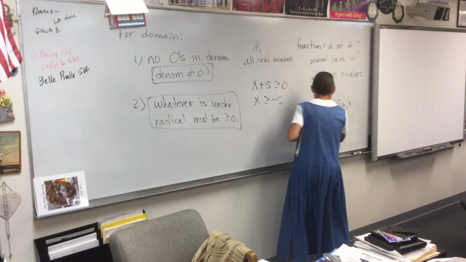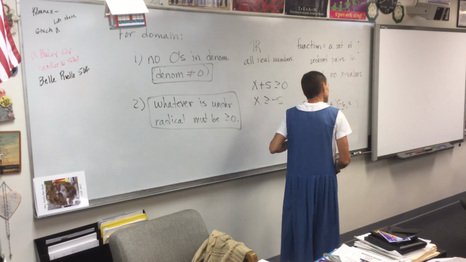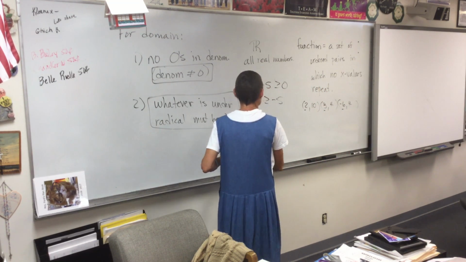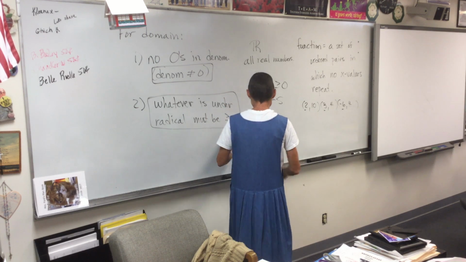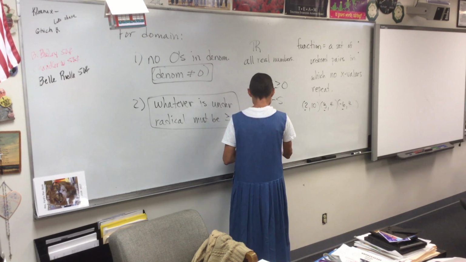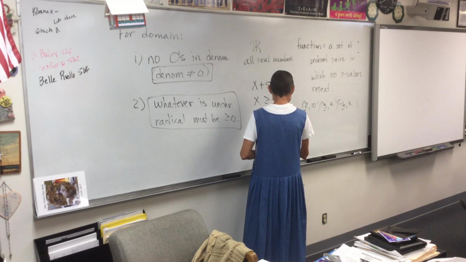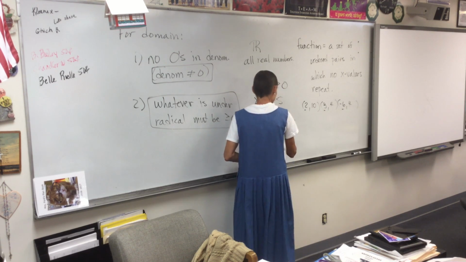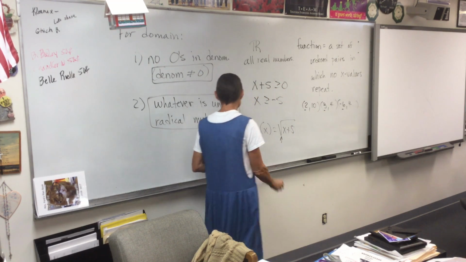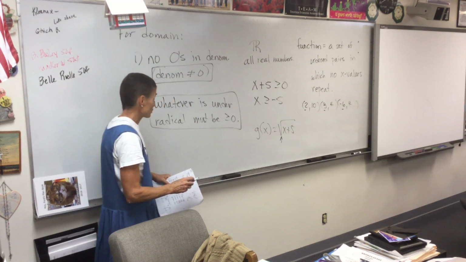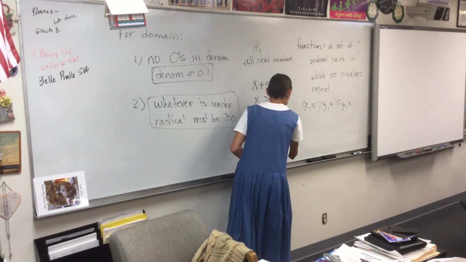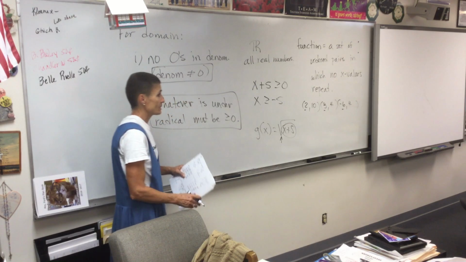Robbie, how do you determine if it's a radical? Are you looking at 2b? All right, this is a radical sign. If it has that symbol in it, that's a radical. Whatever's under it has to be greater than or equal to 0 every time.